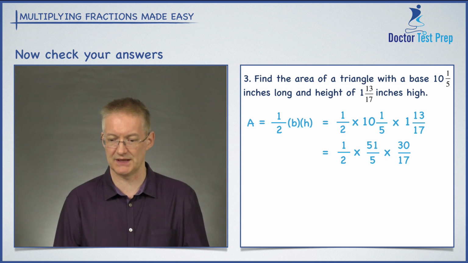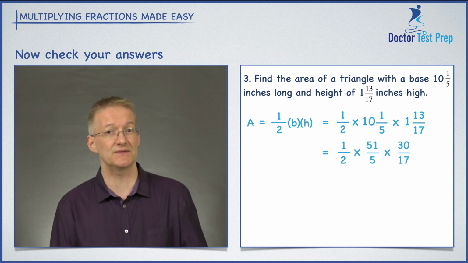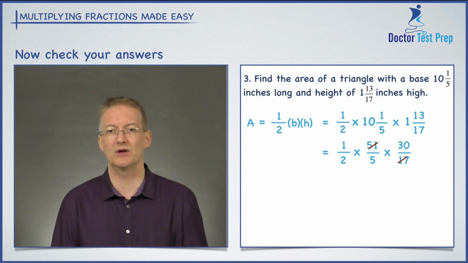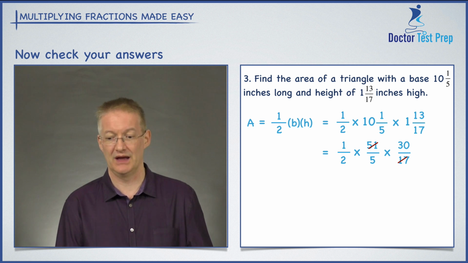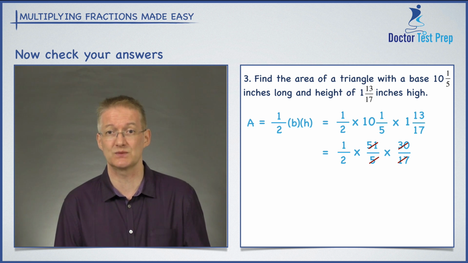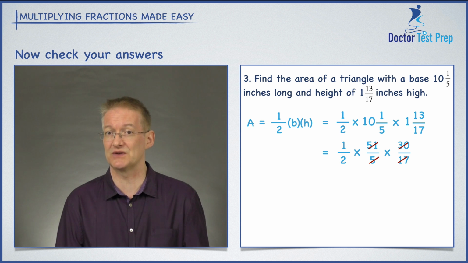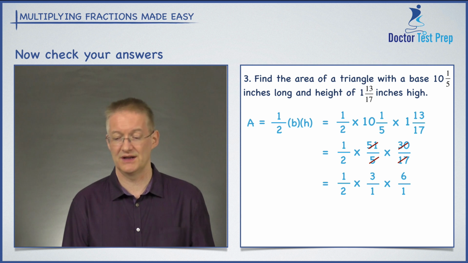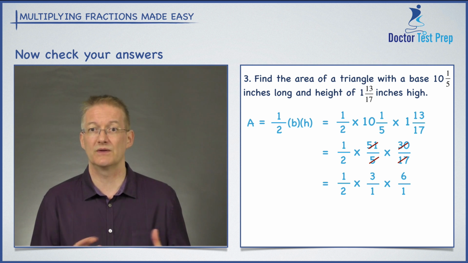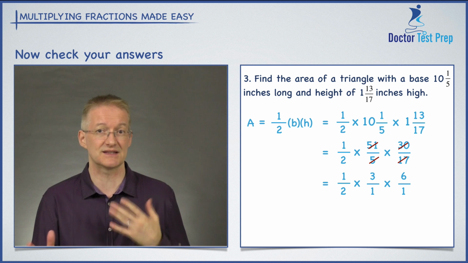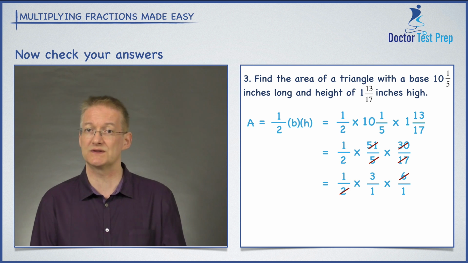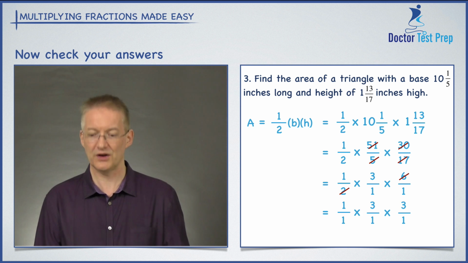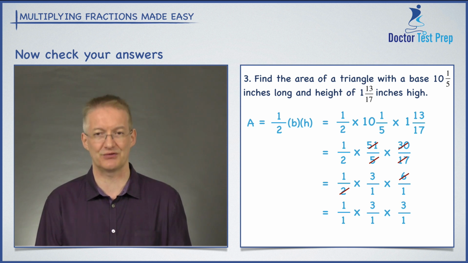Let's see what we reduce here. So the first thing I noticed is 17 goes into 51 exactly 3 times. So I'm replacing the 51 by a 3 and the 17 by a 1. And also the 5 and the 30 will cancel as well. 5 goes into 5 once, 5 goes into 30 6 times. So I'm left with 1/2 times 3 over 1 times 6 over 1. So let's see if anything else will reduce. Yes, I guess the 6 and the 2 will reduce there. I can say 2 goes into 2 once, 2 goes into 6 3 times. So I'm replacing that by 1 over 1 times 3 over 1 times 3 over 1.